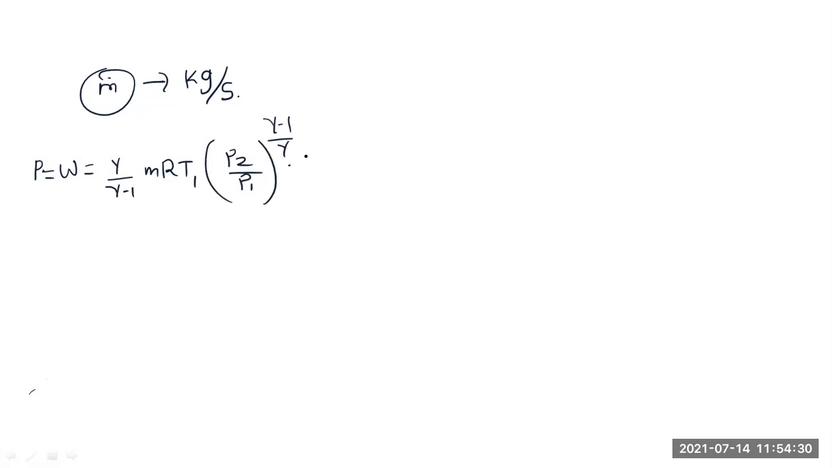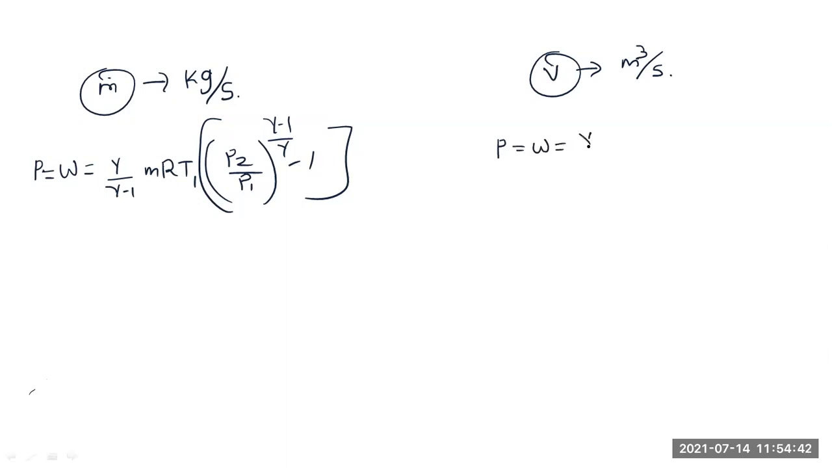Suppose they have given mass flow rate, which is in kg per second. What is the power or work done formula? We take gamma by gamma minus 1, mRT1, (P2 by P1) to the power (gamma minus 1) by gamma, minus 1. If they give volume flow rate, what is its unit? It is meter cube per second. In that case also, the formula of power or work done is gamma by gamma minus 1, and in place of mRT1 we write P1 V1, whole into (P2 by P1) to the power (gamma minus 1) by gamma, minus 1.